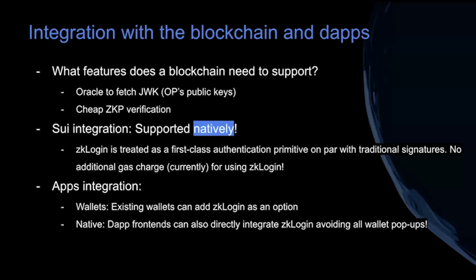So I'll talk a little about how we integrated with Sui and also what it takes for any blockchain to really integrate something like this. As I said, we need an oracle to fetch the public keys, and you just need to verify a zero knowledge proof. So it's fairly simple what a blockchain needs. On Sui, we support it as a first-class primitive, in the sense that if you're a user, we don't charge you additional fees or anything for using zkLogin as opposed to something else.